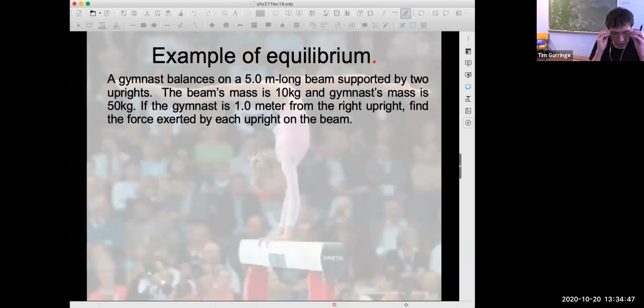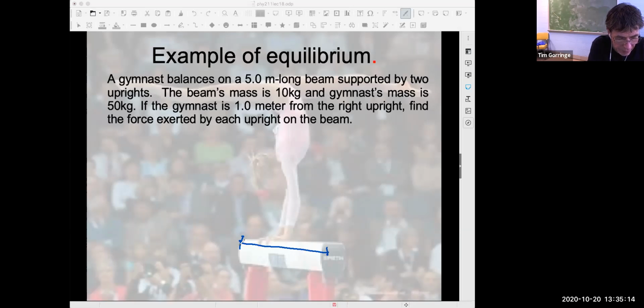Okay, so as an example of equilibrium, I want to work through in the last 10 minutes this problem. And it's probably going to take me these 10 minutes. So in the picture, there's a gymnast on a beam. And we're told some things about the gymnast on the beam. It's a little hard to see the picture, but I'll start annotating it.